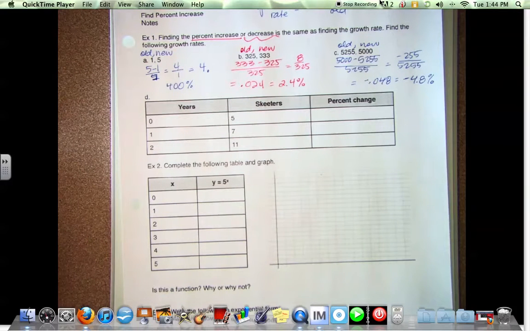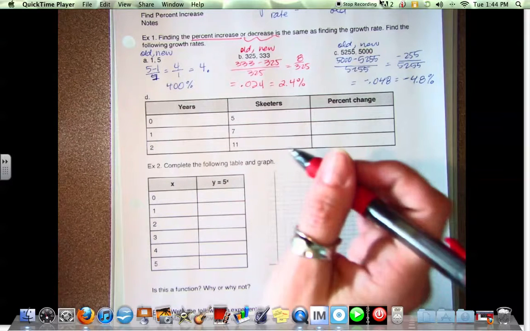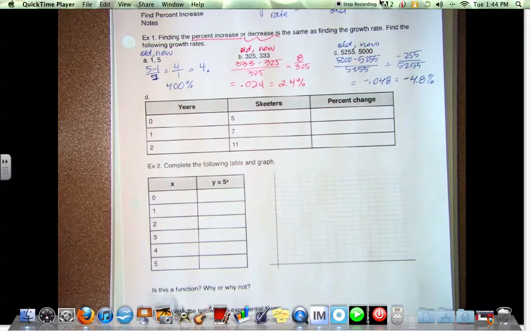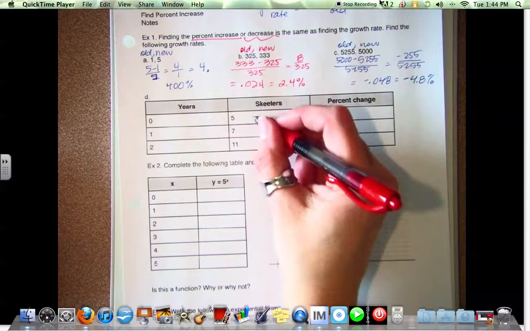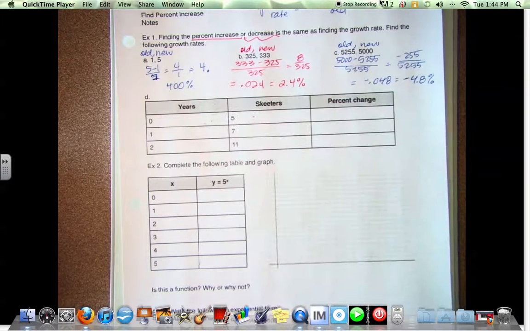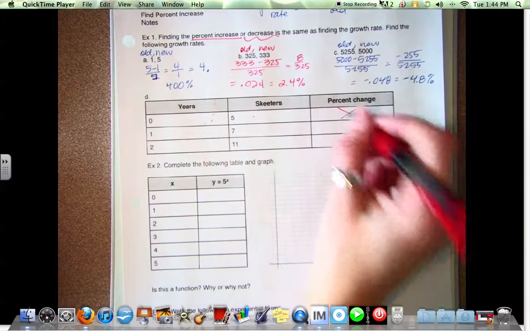All right, now we have a table. We have years and skeeters, and we need to find the percent change. So we need to compare 2 years in order to find percent change. So this very first box here, we don't have anything to compare it from the previous, so there's no percent change there.